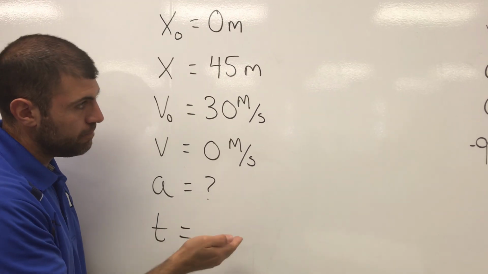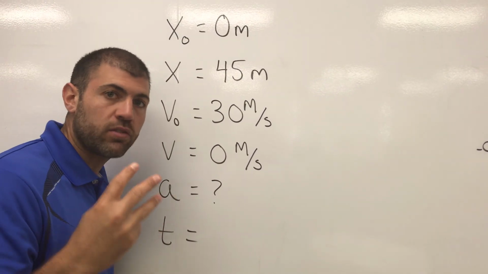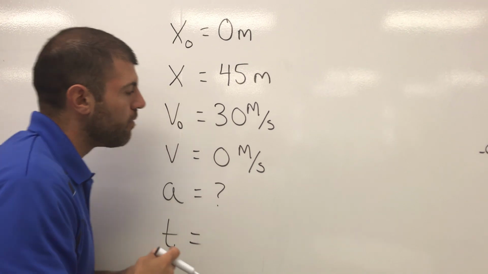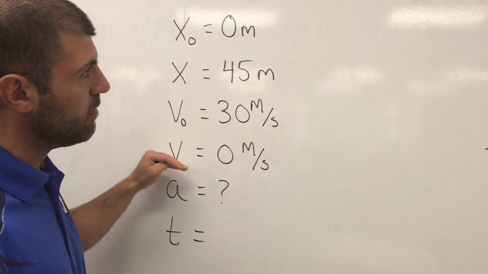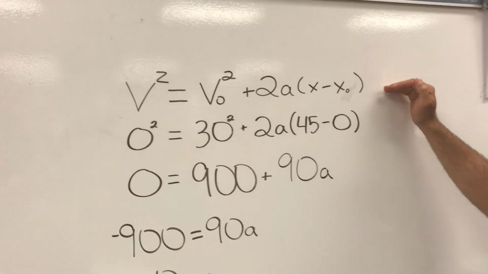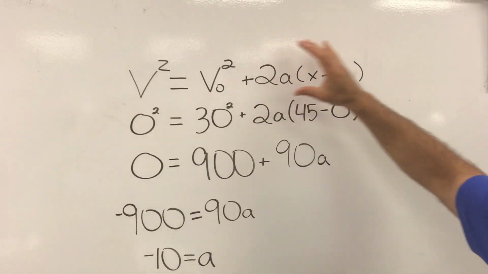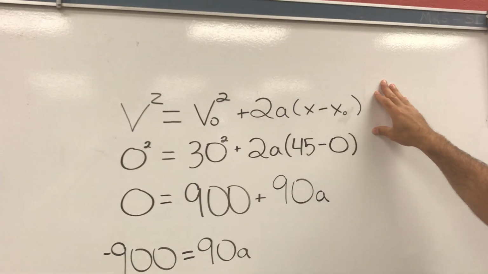Because time's not given, when I'm looking at my 3 kinematic equations to choose from, I'm going to look for the one that doesn't have time in it and has all these variables. So now to scooch over here, that's going to show me to use this equation right here. Doesn't have time, but it has everything else I need. I'm going to just plug my numbers in.